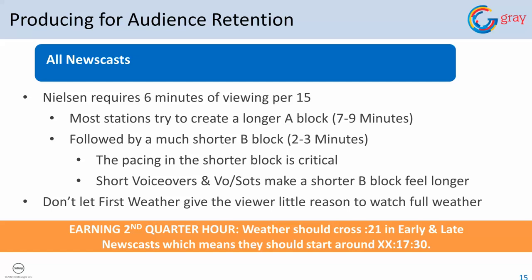Short voiceovers, VOSOTs in that B block make it feel a little bit longer. Don't let first weather give the viewer everything that they needed and no reason to watch later for full weather, because quite frankly, that's what's going to get that second quarter hour credit that you really need. We want weather to be crossing or ending shortly after 21 in an early and a late newscast, and it really means that your weather's going to start around 6:17:30 or 10:17:30, depending upon what time of day you're talking about.